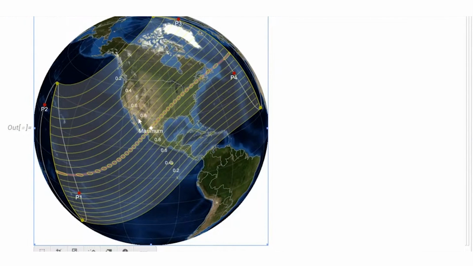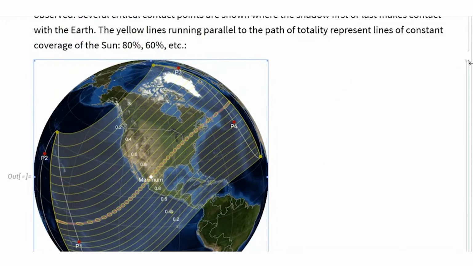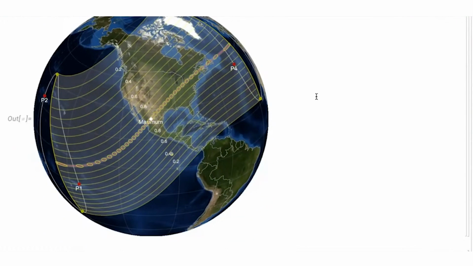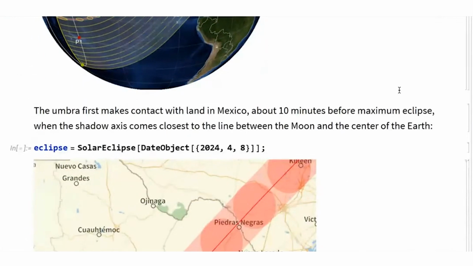This particular map also shows you percent coverage. You're going to get 100% of the sun covered by the moon if you're in the path of totality. But of course, the lines that run parallel to that, the 0.8 here, represent people along that line getting 80% coverage, 60%, 40%, 20%, and so on. Those are all properties of SolarEclipse. You can just ask for the eclipse map for a given eclipse, and it will generate a map for you with all those features, as well as some slightly technical contact points, the P2s and the P1s and such.